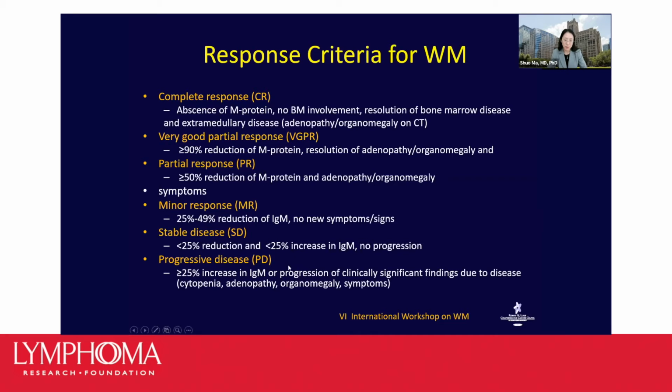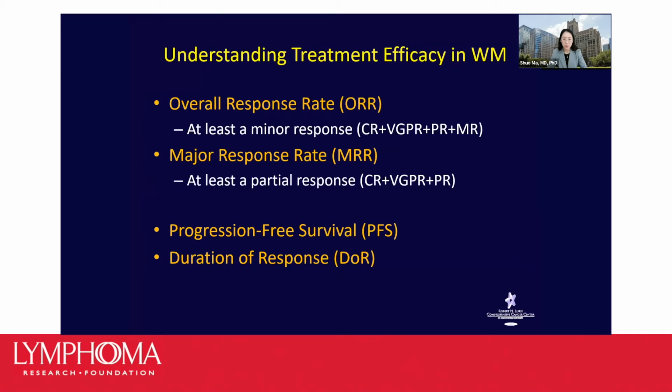And then lastly, progressive disease refers to those patients who, after treatment, actually had worsening of their disease, with greater than 25% increase in the IgM protein or other signs of disease progression. So you might hear the term overall response. This is referring to patients who are achieving at least a minor response, so at least 25% reduction of the IgM protein.